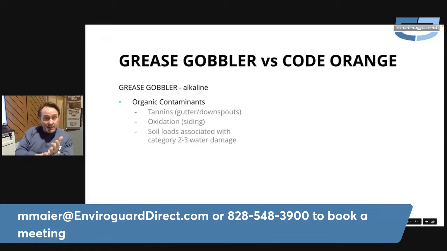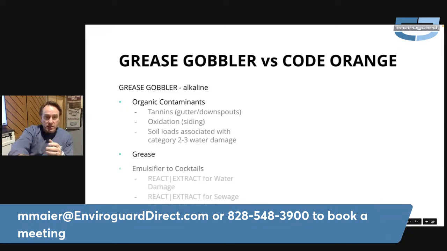That might be the tannins that you see in gutters and downspouts, oxidation that you see in siding, things like that, and then soil loads associated with contaminants from category 2 and 3 water damage. Of course, Grease Gobbler is phenomenal on grease, as you would expect, engine block grease removal, things like that. And it's a great emulsifier to use as part of a cocktail for React Extract for water damage, React Extract for sewage, React Extract for biohazard, and React Extract for exteriors, okay?